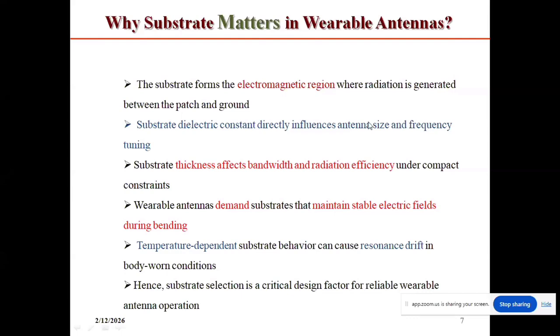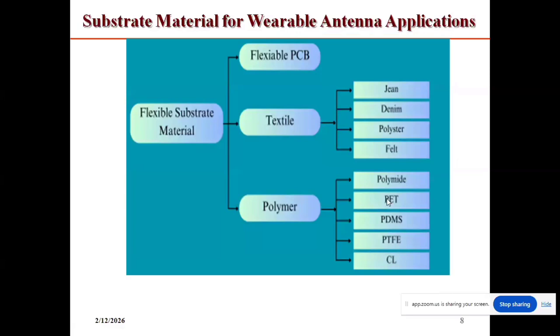Antenna efficiency is the most important parameter. Antenna bandwidth is another. These parameters can be controlled by using a suitable substrate. So these are the substrate materials preferred in wearable antenna design.